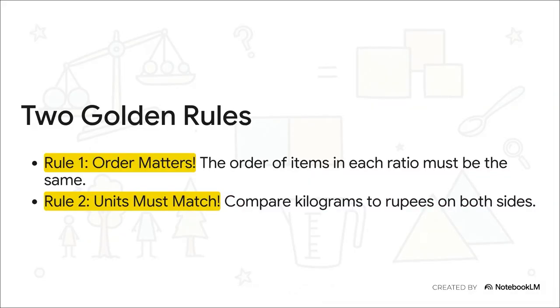Now to become a real proportion master, you just have to remember two golden rules. These are super important. First, order matters. If you start with kgs and then go to rupees, you have to stick to that pattern. You can't just flip it around. And second, match. If you compare kgs to rupees on one side, you have to compare kgs to rupees on the other side. That's it. Remember these and you're good to go.